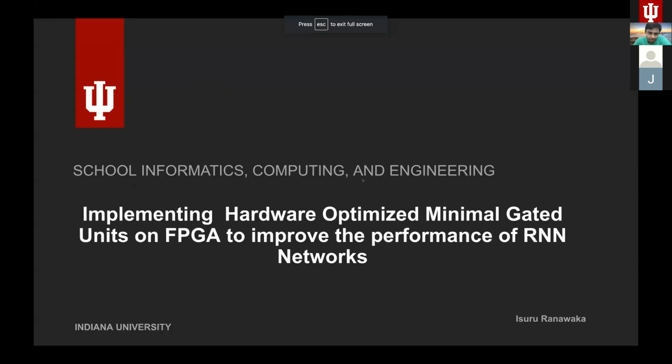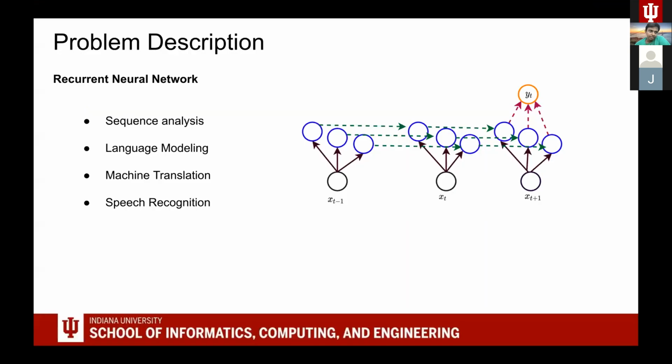I am Isuru Ranavaka. I'm from Masters of Intelligent Systems Engineering. My project is implementing a hardware optimized minimal gated recurrent unit on FPGA to improve the performance of recurrent neural networks. Basically, recurrent neural networks use temporal data. As you can see in the diagram, the current time stamp xt, the previous time stamp and the future time stamp are all taken as input to the network.